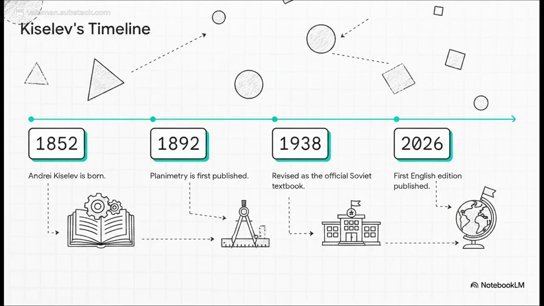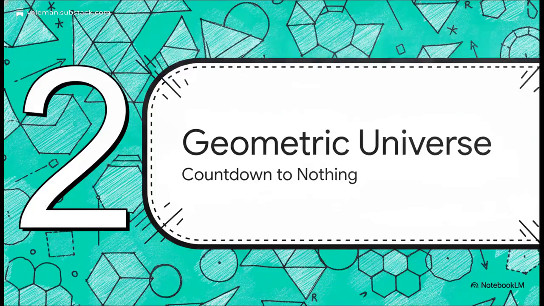By 1938, it was revised and adopted as the officially approved geometry textbook of the Soviet school system, and it stayed in continuous use for decades. And now, with the 2026 English edition, we get to experience a book where, honestly, every single sentence earns its place. Moving right along to Section 2, Building the Geometric Universe, the countdown to nothing.